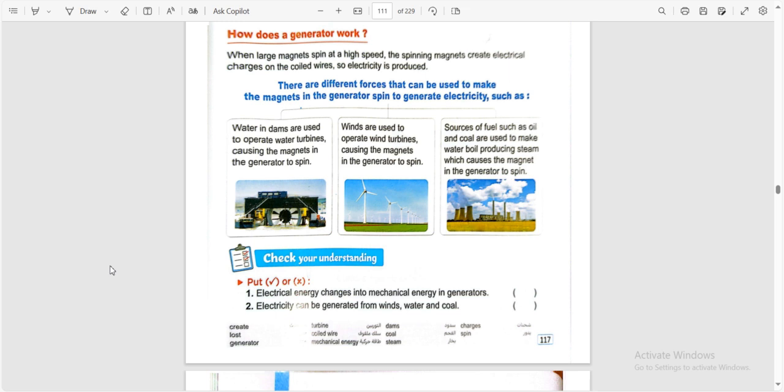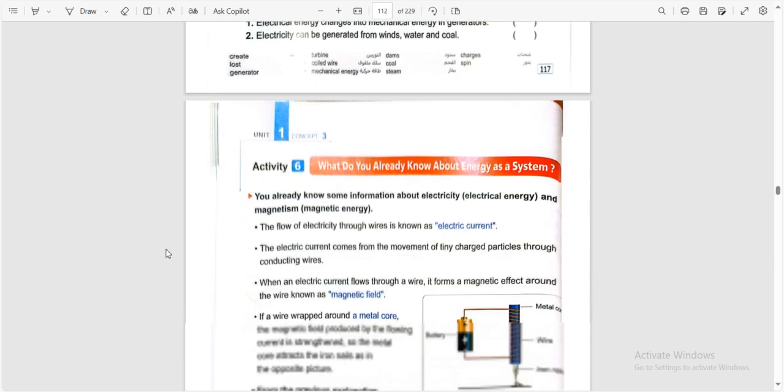So generators exist in many places. In dams, converting the kinetic energy of water into electricity. In windmills, converting the kinetic energy of the wind into electricity. Or in fossil fuel burning stations, where the heat generates kinetic energy, and this is converted into electrical energy. Good.